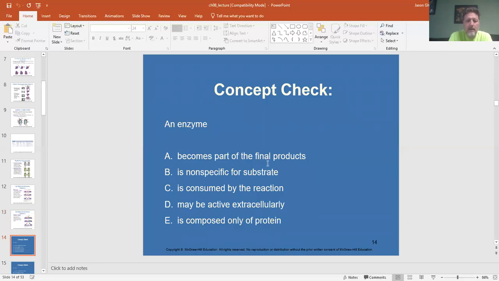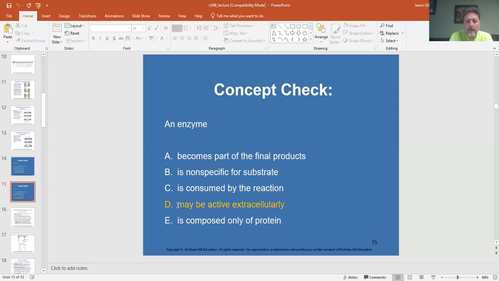So an enzyme. Well, we didn't go over this, but enzymes do not become part of the final product. They are specific for a certain substrate. It is not consumed by the reaction. It is not only a protein, remember the cofactors. So the only one of these that is true is that one, they can be outside of the cell. The other four are false.